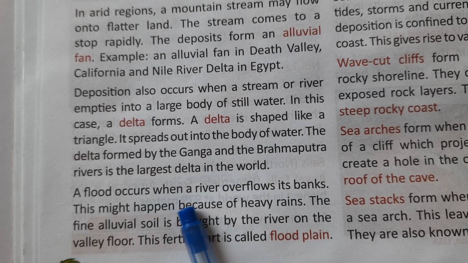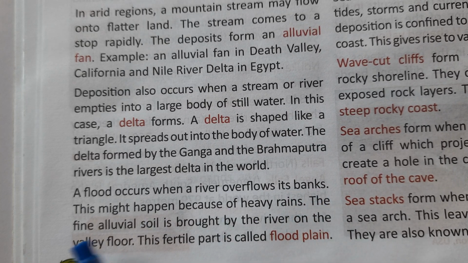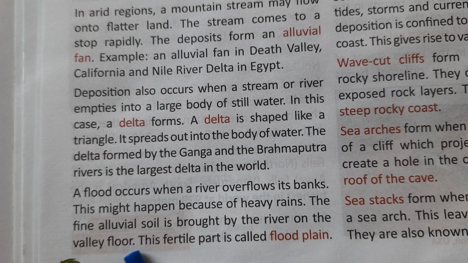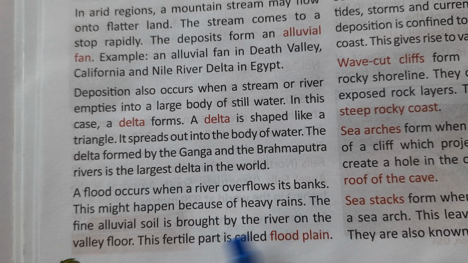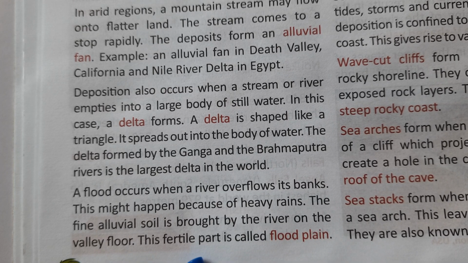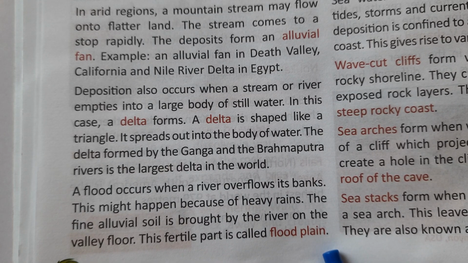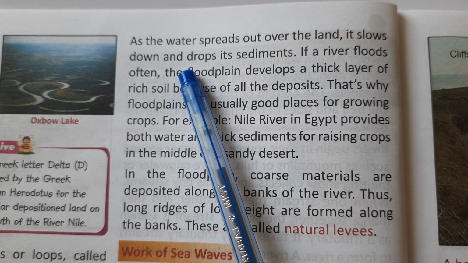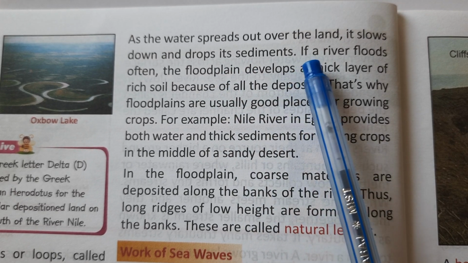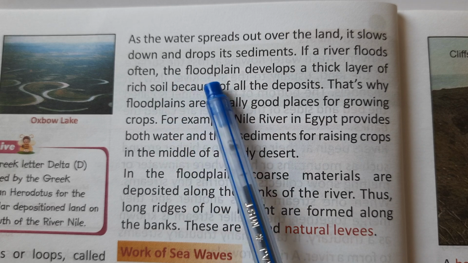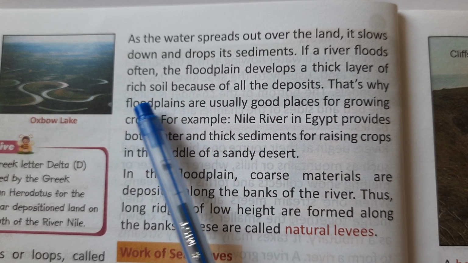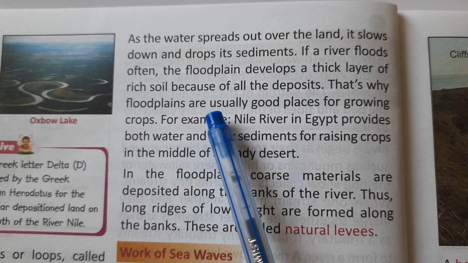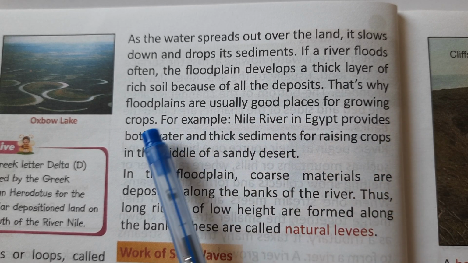A flood occurs when a river overflows its banks. This might happen because of heavy rains. The fine alluvial soil is brought by the river on the valley floor. This fertile part is called floodplain. As the water spreads out over the land, it slows down and drops its sediments. If a river floods often, the floodplain develops a thick layer of rich soil because of all the deposits. That's why floodplains are usually good places for growing crops.